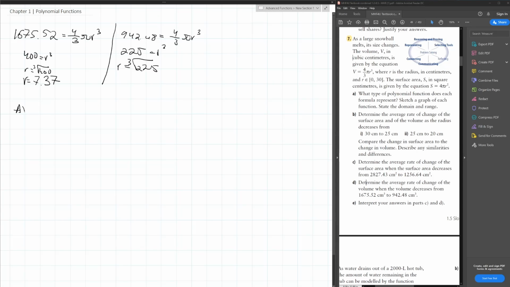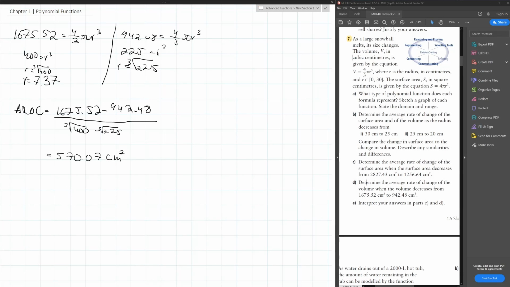So then we have our AROC, which is equal to our y values, 1675.52 minus 942.48, all over our r values, which is the cube root of 400 minus the cube root of 225. Type this into your calculator and you should get approximately 570.07 centimeters squared. So that's our final answer.